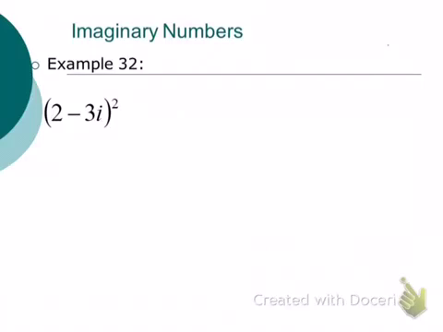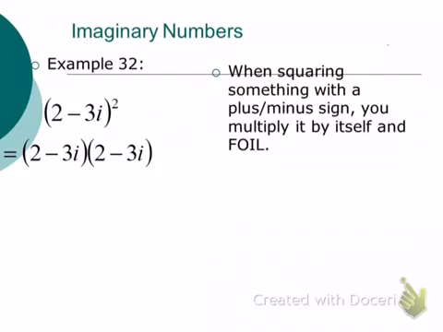What is this telling us to do? It's telling us to multiply 2 minus 3i times 2 minus 3i, right? So we're going to use our distributive property, the FOIL method, if you will, and we're going to multiply these two numbers together. Two times 2 is 4. Negative 3i times 2 is negative 6i. We got 2 of those. And then plus 9i squared.